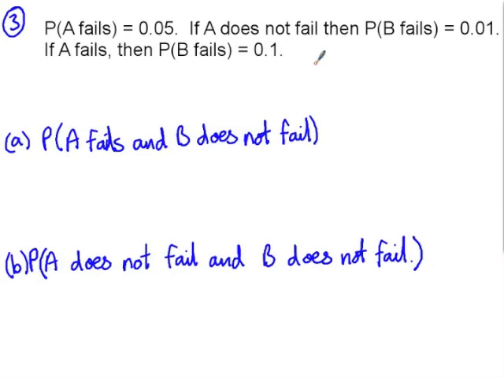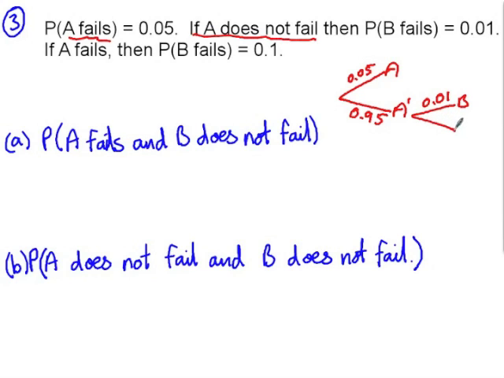Here we're given some information which is actually conditional probability, and it's probably easier to understand with a tree diagram. So event A is the probability that A fails, and that's 0.05, which means the probability that A does not fail is 0.95. Then we're told that if A does not fail, then the probability that B fails is 0.01, which means the probability that B does not fail is 0.99. And we're also told that if A fails, the probability that B fails is 0.1, which means the probability that B does not fail is 0.9.